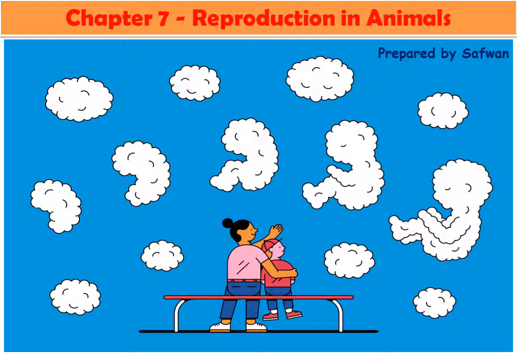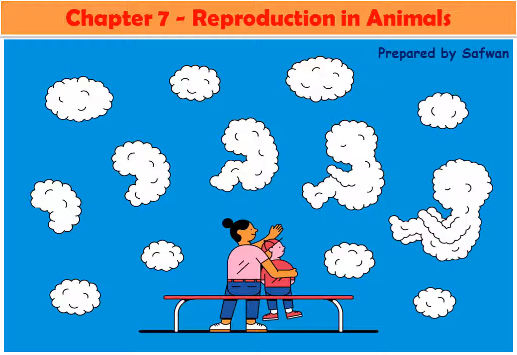Today we will learn the seventh chapter of our textbook, Reproduction in Animals. In this chapter, we will learn one of the most important processes in our life, that is the production of new offspring. For example, we were born when our mother gave birth to us. Similarly, all living organisms are made from their parents. That particular process is called reproduction.